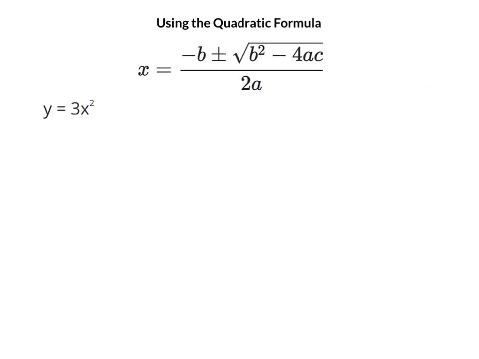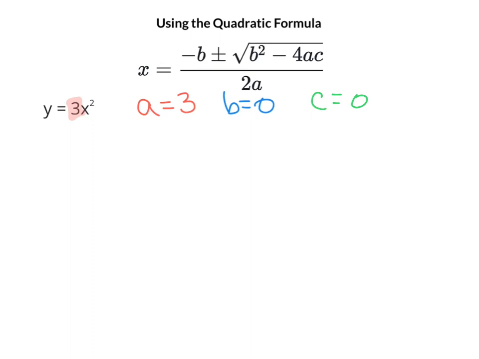Okay, I'm going to start this problem just as I started the others, and that's by labeling my a, b, and c. My a is the coefficient to the x squared, so in this case it's 3. You'll notice that there is not a b or c value in the equation, so I'm going to say b equals 0 and c equals 0. Since there are no b or c values in the equation, we just substitute in zeros for those values.